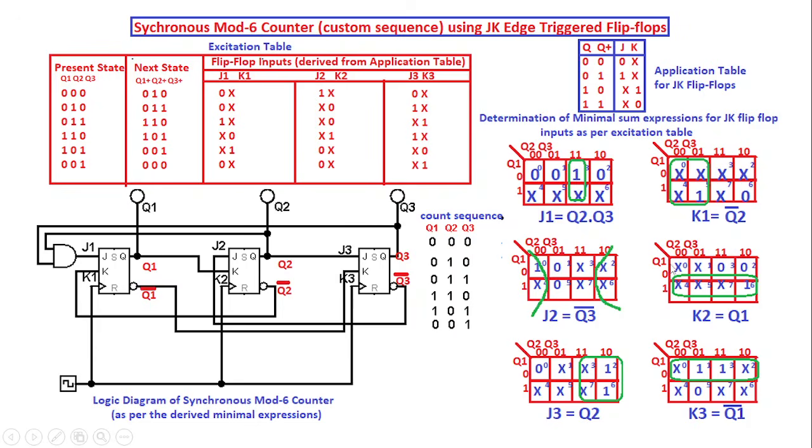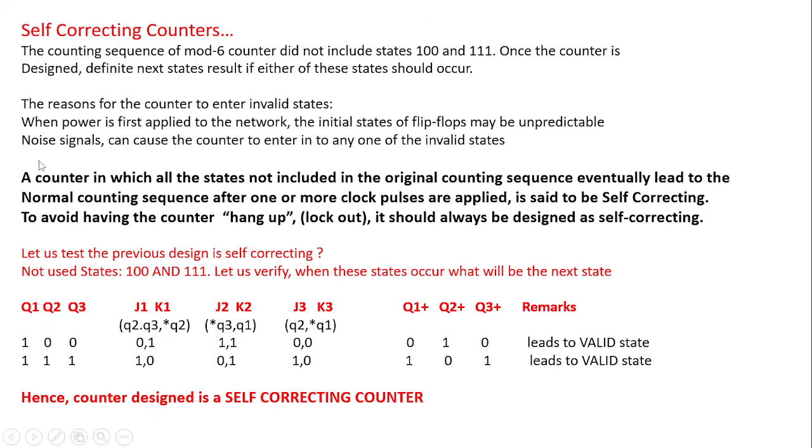Now by chance, if this counter enters into one of these states, 4 or 7, the question asked is, how does it enter when the system itself is not designed for that? There are 2 reasons why it can enter. Number one, when the power is first applied to the network, the initial state of the flip-flops may be unpredictable. Hence, when the power is up, you may get a state which has not been designed for. Second reason, noise signals: when the counter is operating properly, because of external noise it can get into one of the states which has not been designed for.